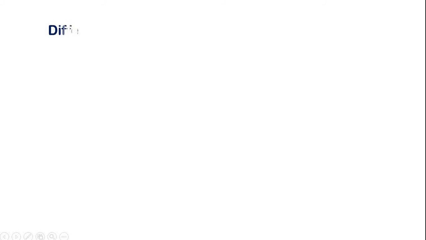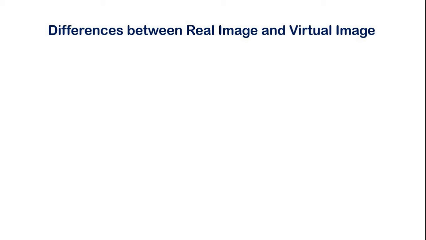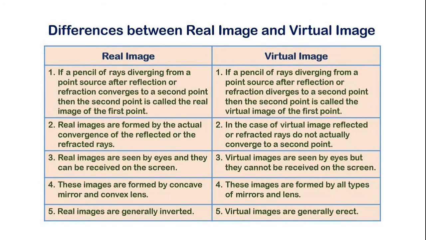Now let us discuss the differences between real and virtual images. 1. If a pencil of rays diverging from a point source after reflection or refraction converges to a second point, then the second point is called the real image of the first point.